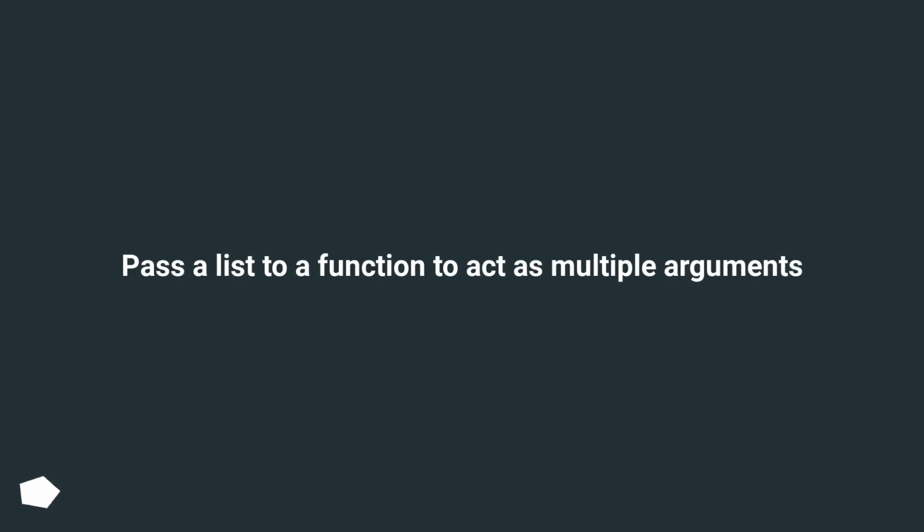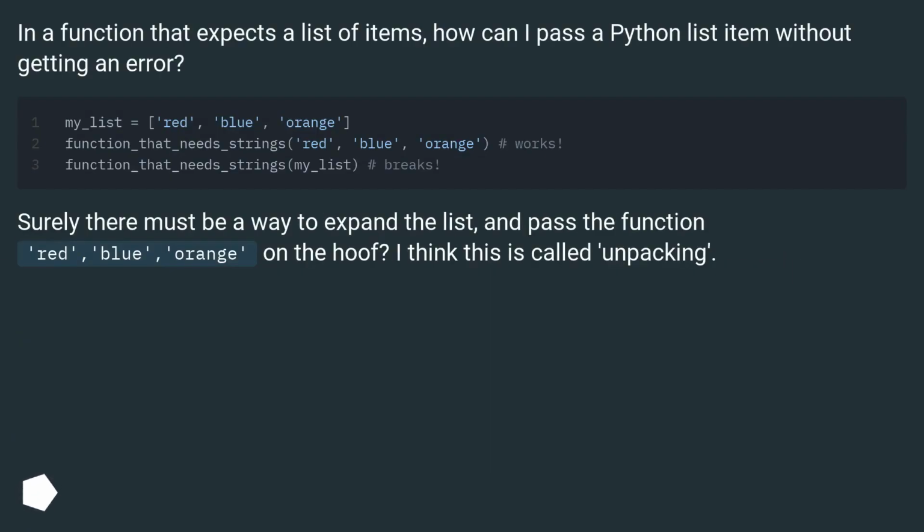Pass a list to a function to act as multiple arguments. In a function that expects a list of items, how can I pass a Python list item without getting an error? Surely there must be a way to expand the list, and pass the function red, blue, orange on the hoof? I think this is called unpacking.